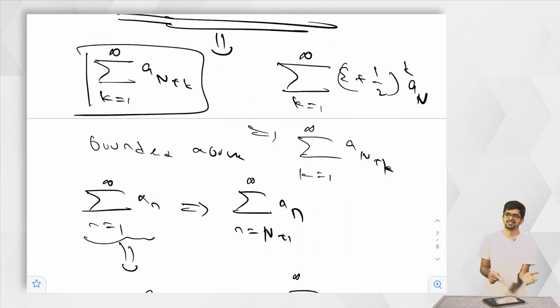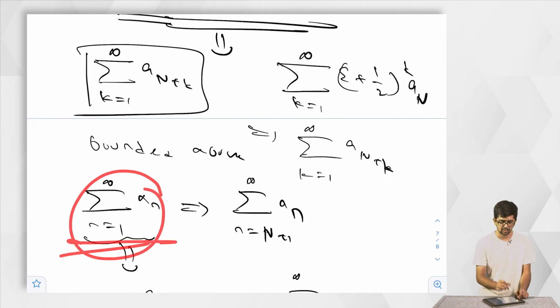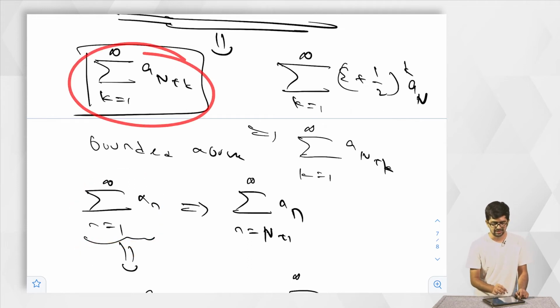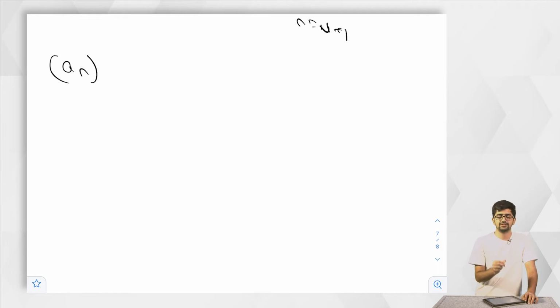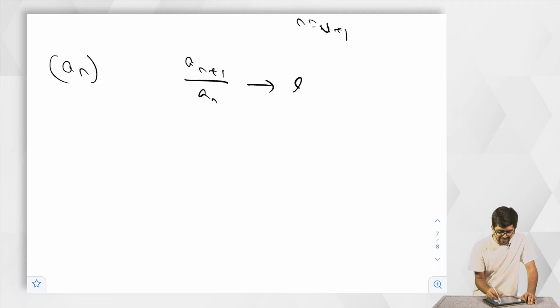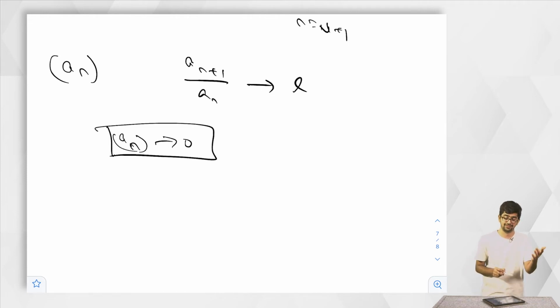So even if you add the first n elements, a1 plus a2 plus so on plus an, that plus this is the limit of this series. So this series converges, and this is equal to a1 plus a2 plus an plus this. So what does this say? This says, suppose I have a sequence of non-negative terms such that a(n+1)/an goes to L, then an goes to 0. That is what I have seen long back.